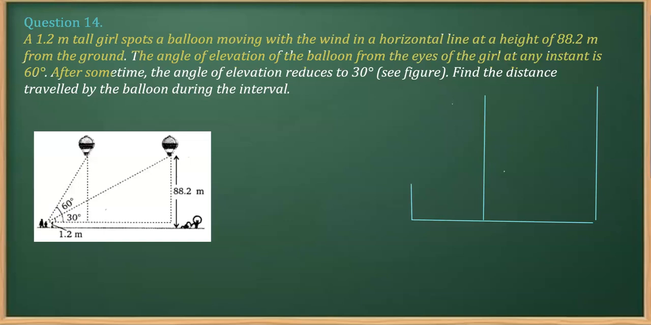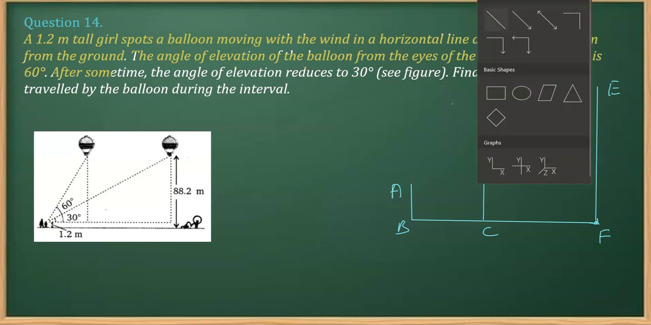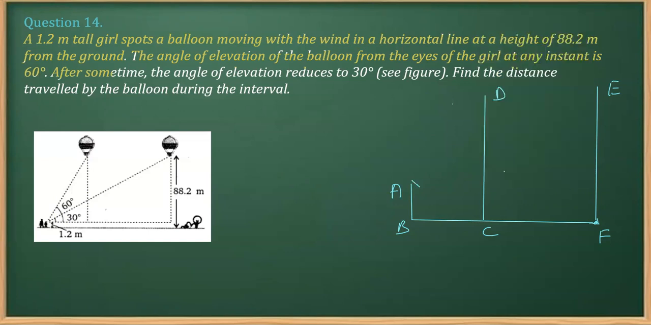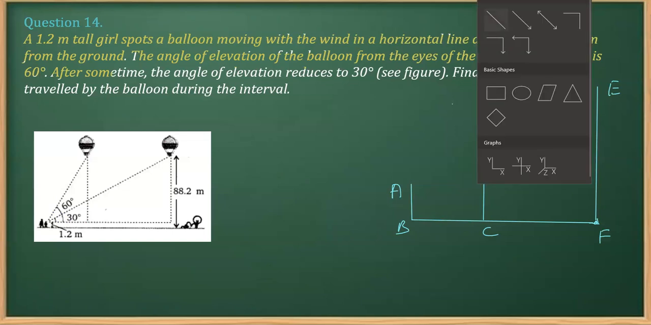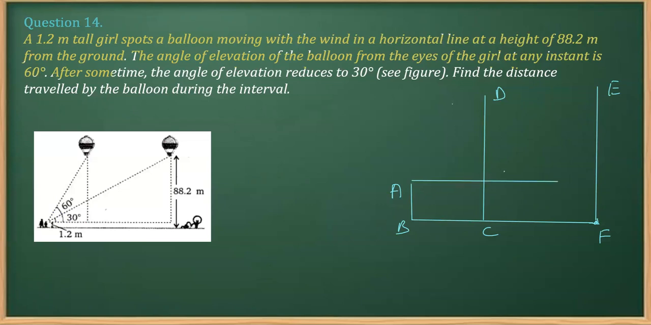Let's first name it. I'm naming this AB to be the girl, and say CD, D is the position of the balloon initially. And now I can take say DE is the new position of the balloon, the base CDE, say this is F. Now first we'll make the angle of elevations here. For the angle of elevation in the beginning, I have to first make a horizontal, right? We need to make a horizontal before making this angle of elevation. So I made a horizontal here.